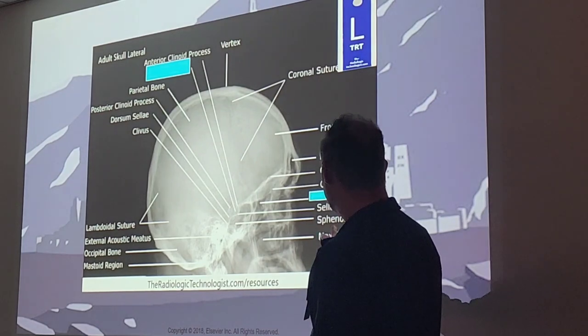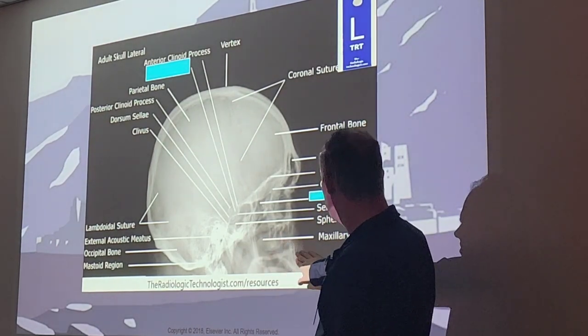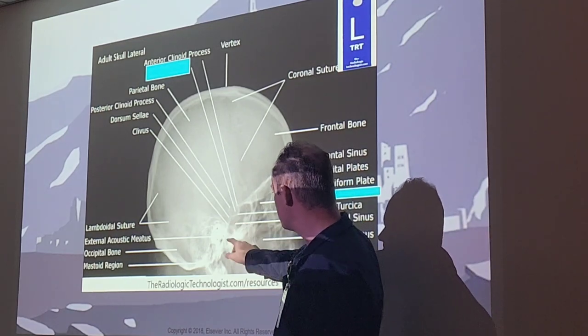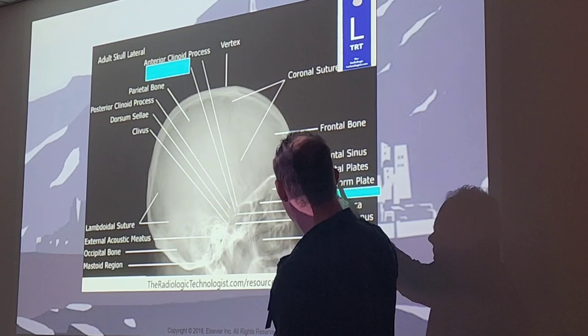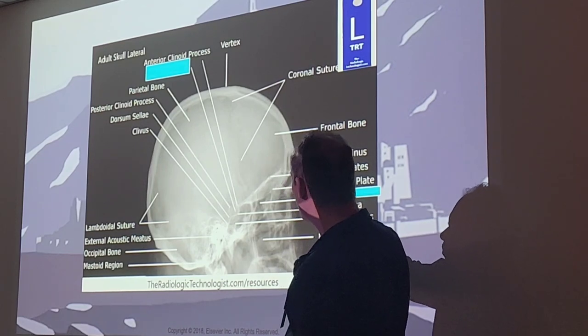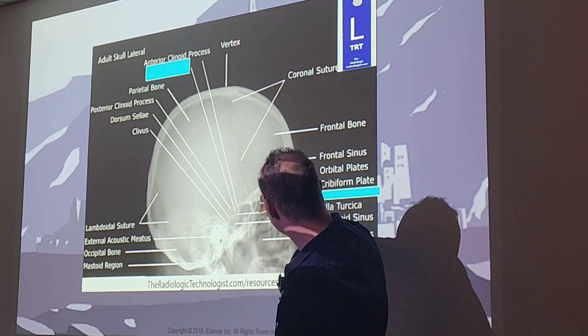Going to the front here, we see our maxillary sinus. We're going to come back to those because we haven't hit sinuses yet. Also our sphenoid sinus, which is always found directly under the sella turcica. Over here, y'all remember that cribriform plate we talked about? On the ethmoid bone? We have two distinct lines right here.